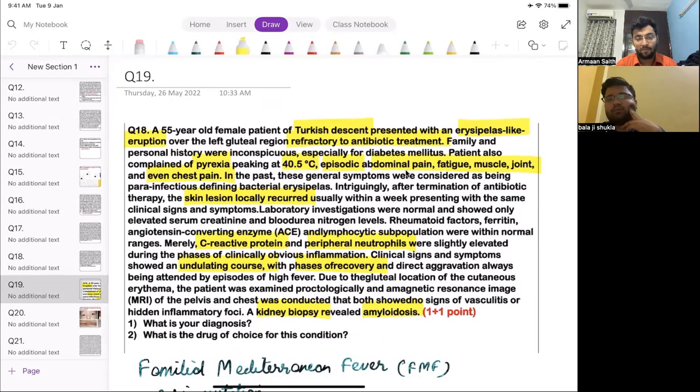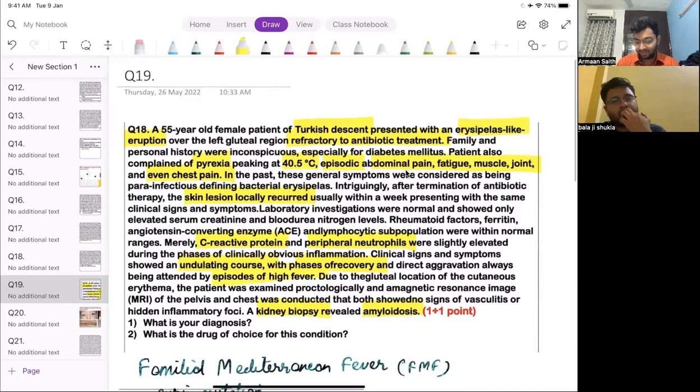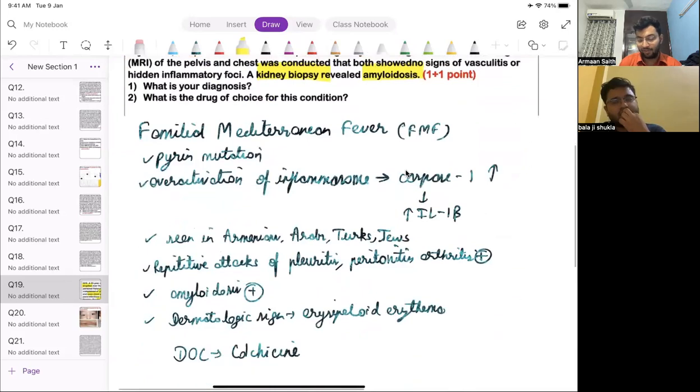The patient had a CRP elevation and peripheral neutrophilia, with an undulating course with phases of recovery and aggravation. Always the aggravation episodes were accompanied with high-grade fever, which is important. A kidney biopsy in this case revealed amyloidosis. The diagnosis in this case is familial Mediterranean fever.